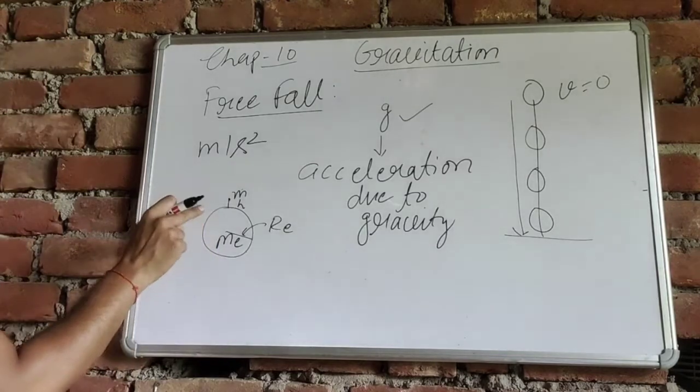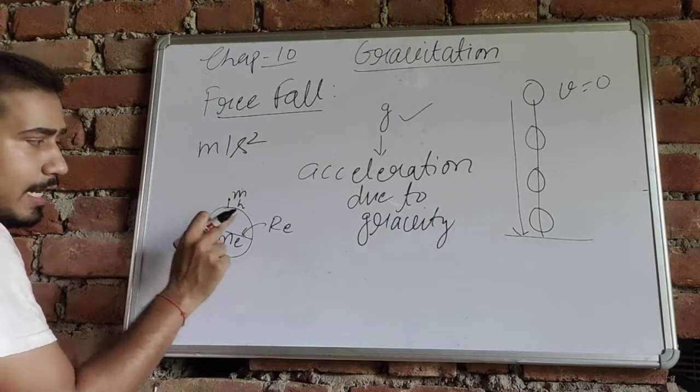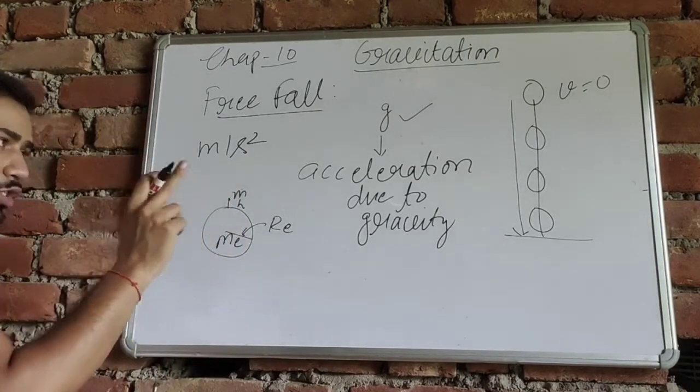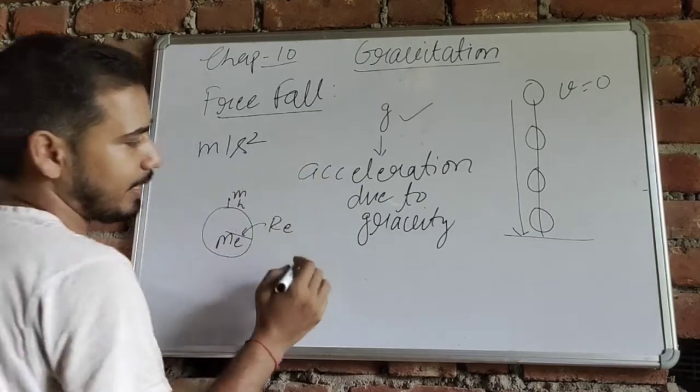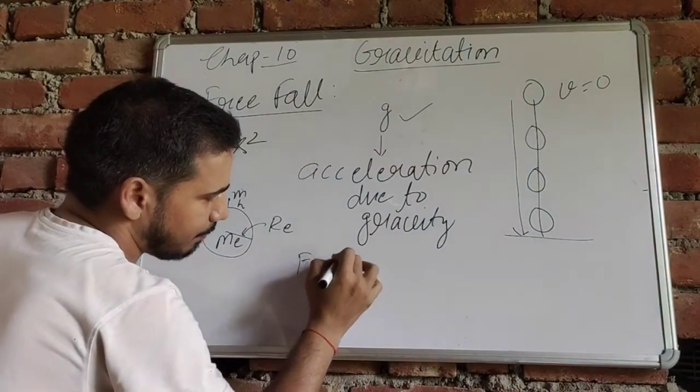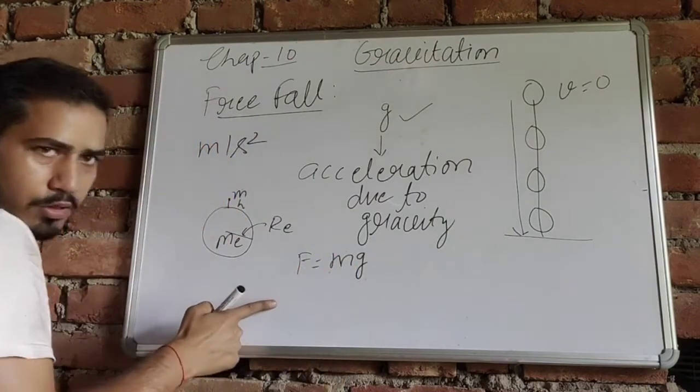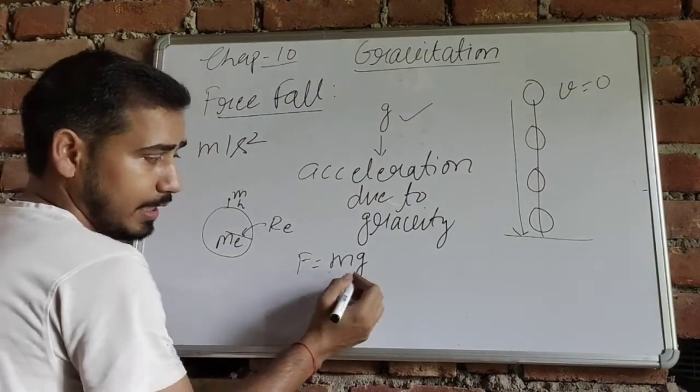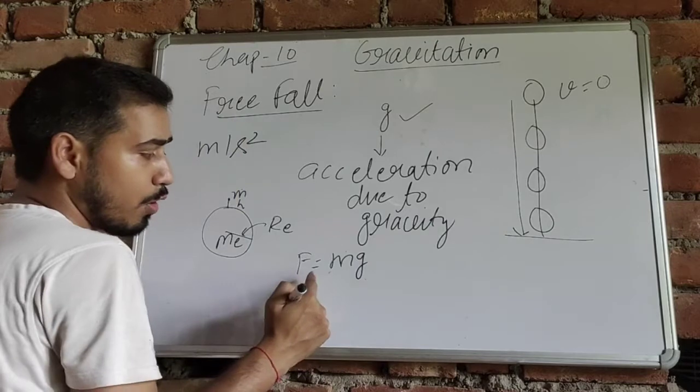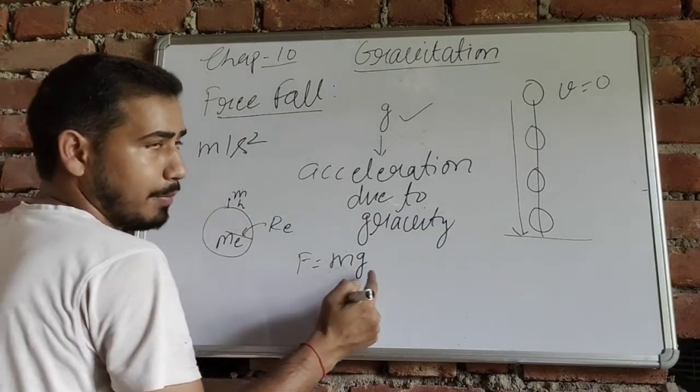And if there is acceleration in this body at this height, then by Newton's second law we can write F equals m into g. By Newton's second law, which is F equals ma, here a equals g, so the force on this body is m into g.